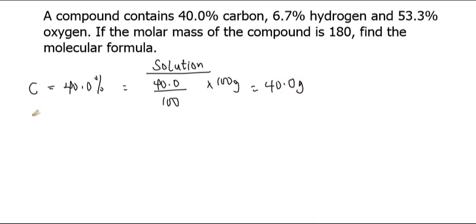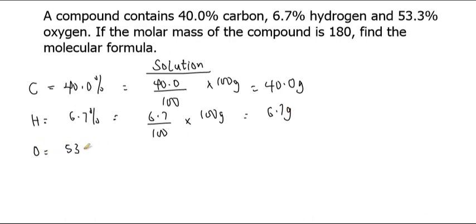If we do the same thing for hydrogen, I have 6.7%, then this will also be 6.7 over 100 times 100 grams. Here also I have 6.7 grams. For oxygen, we have 53.3%, which will also be 53.3 divided by 100 times 100 grams, and this also gives 53.3 grams. So let's proceed.